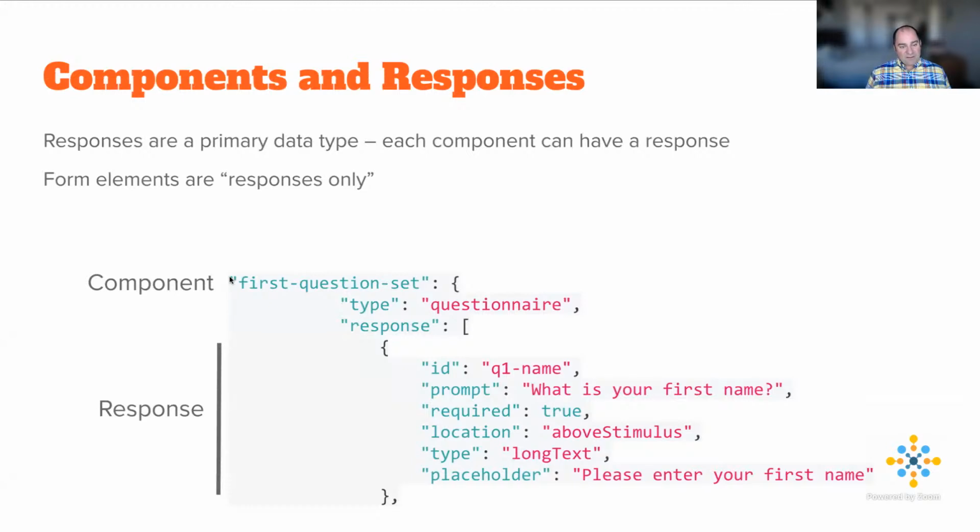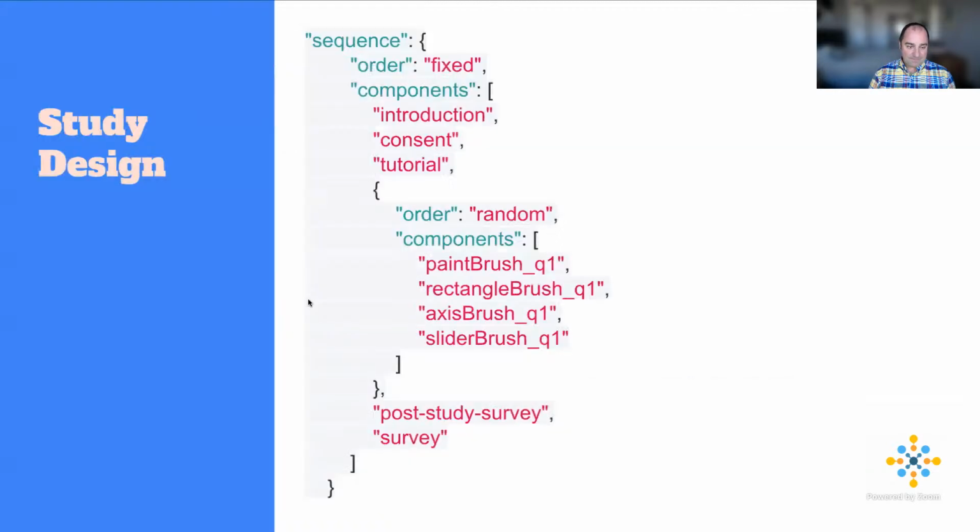Every component has a response. This is the primary way in which we collect data in a structured format from the components. So for example, here the component is the first question set, which is of type questionnaire. And the response here is, in this case, a text field where you can put in your first name. So that's what that would look like. And all of the information that is put into this field is stored by reVISit automatically.